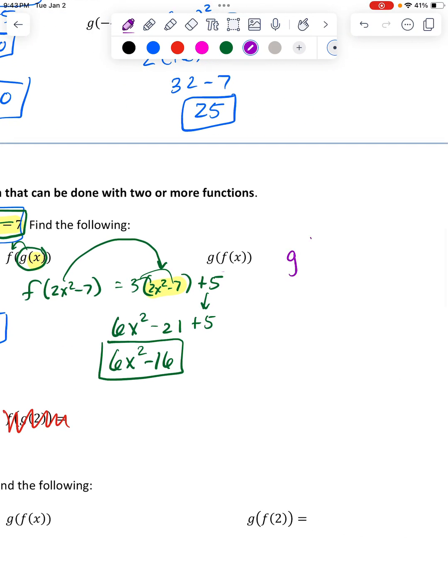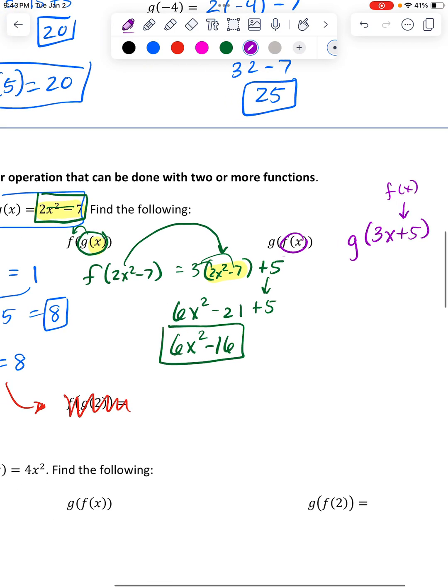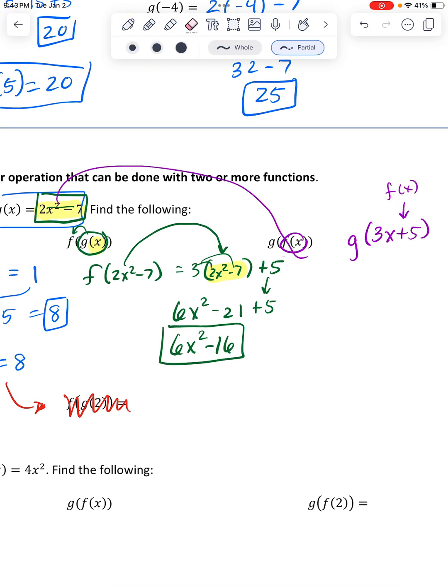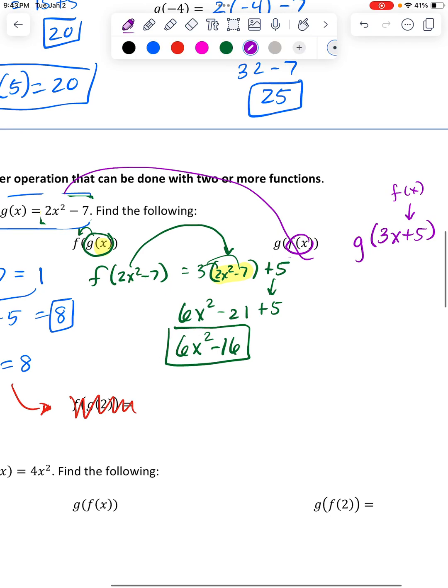So we're going to be taking g of 3x plus 5 because that's what the rule is for f of x. And that's what I'm supposed to plug in. Well, then if I go to g right here, I wrote all over it, so let's erase this so I can see it clearly. What g does is takes 2 and then whatever you're plugging in squared minus 7. And what I'm plugging in is 3x plus 5.